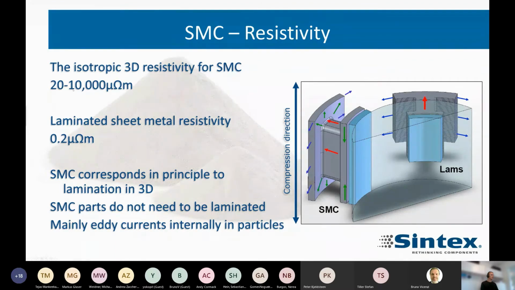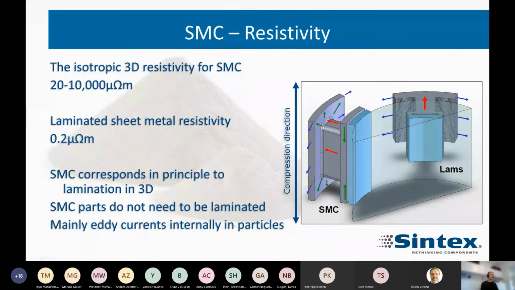And if you look at the resistivity in a lamination, you can see that it is really much more conductive than if you have an SMC material. Now, depending on what SMC materials you will have. Okay, and you can also say that mainly eddy currents in SMC run internally in the particles.